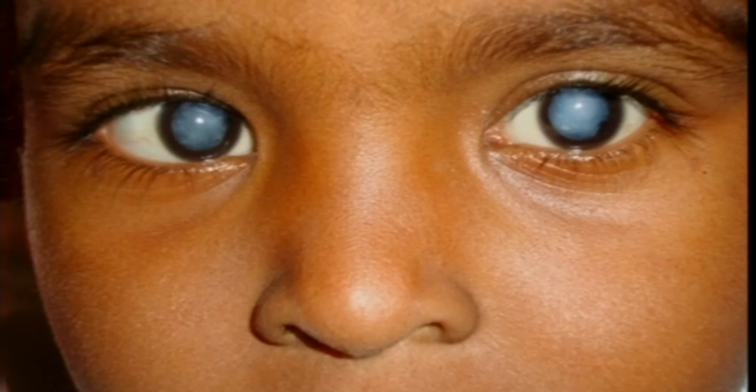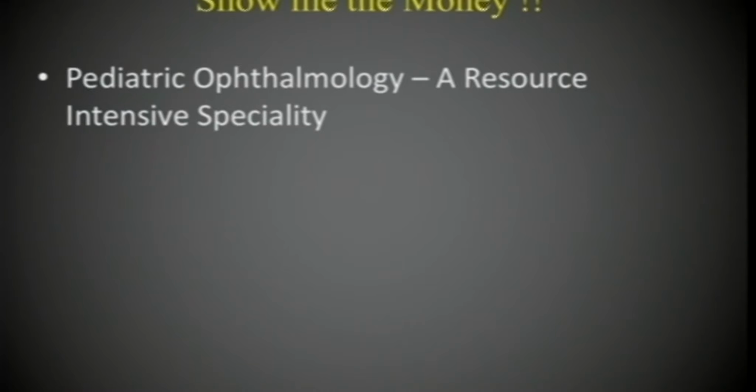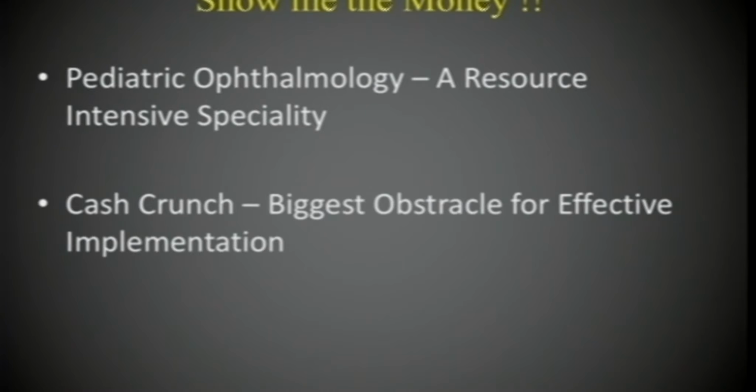So we have children like this who are attending schools today. We have refractive errors, we have squint blindness, which is basically a unilateral blindness, but still has been pushed to the corner because it doesn't really make any sense to most people, as the child is still seeing and attending school. And corneal blindness is still lurking as one of the very important major problems because of the technical difficulties in managing it. So basically it's a very resource intensive specialty, and the biggest problem is the cash crunch.